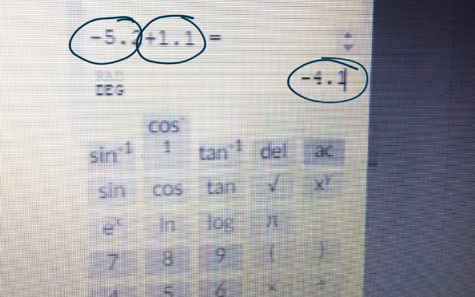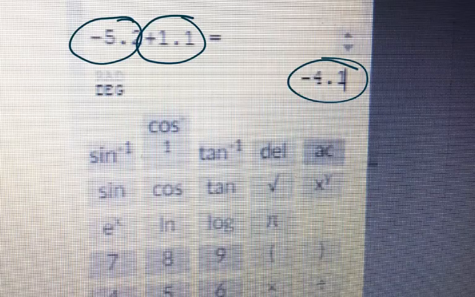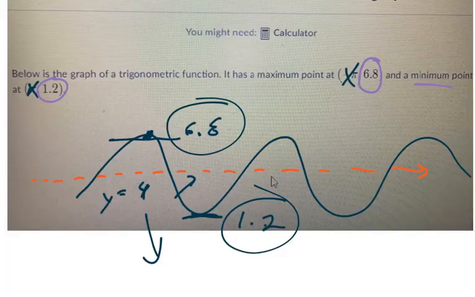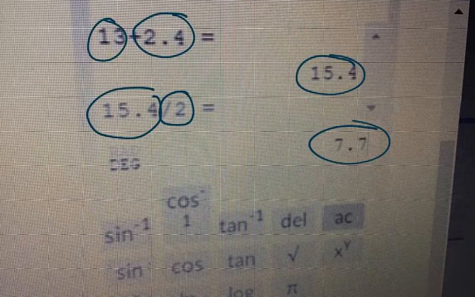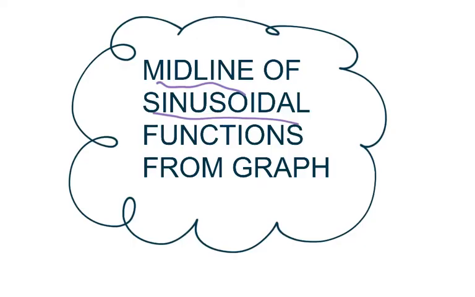So guys, hopefully, if anything, you're understanding what a midline is. It's literally the middle of the wave, the middle point of the wave. And as you can see, there's my 4 out of 4. And hopefully you can do the same thing as me, even though they may change the numbers around a little bit on you, because Mr. Khan will do that. Okay, guys, see you around.